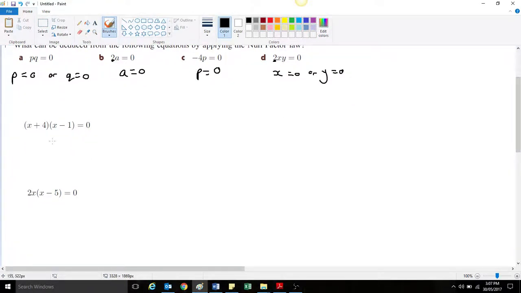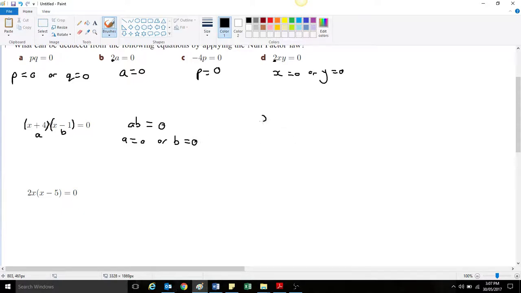So for example, if we have (x + 4)(x - 1) = 0, it means either this part equals 0, we'll call this first bracket A equals 0, or B equals 0, because what they are essentially is just two things times one another. So this we could just rewrite as AB equals 0, means A equals 0 or B equals 0. So there's two solutions for this.